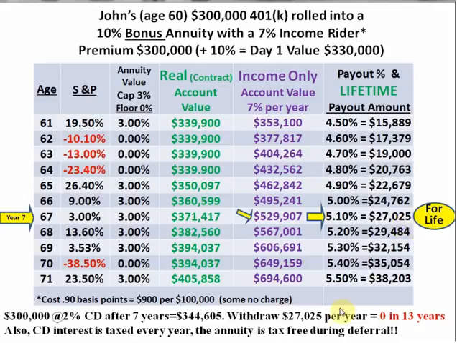So he would slow down withdrawing the money, and he would have nothing left after 13 years, and he'd be close to 80 years old and no money left in his account, no income from it. Also, the CD interest that he makes, that 2%, is taxed every year, and the annuity is tax-free during the deferral period.